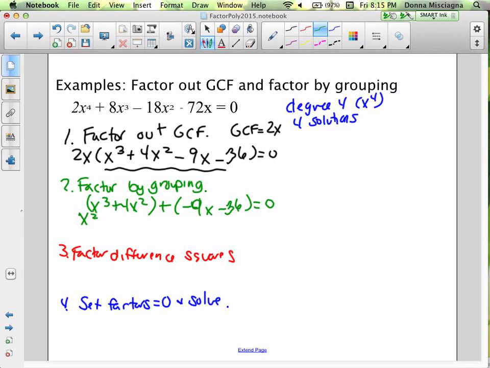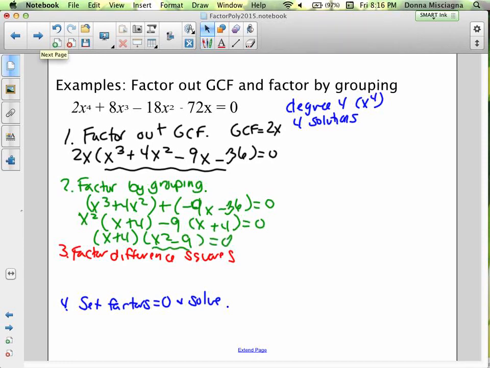So we'll factor out the x squared, and we're left with an x plus 4, and we'll factor out a negative 9, and we'll be left with negative 9x divided by negative 9, of course it's x, negative 36 divided by negative 9, and it's 4. We'll factor out our repeating x plus 4, and then we have the leftovers, x squared minus 9. Of course, we're not done because we have a squared term, and we need to factor that. So difference of squares you can factor. We'll talk about what to do if you have a sum of squares.